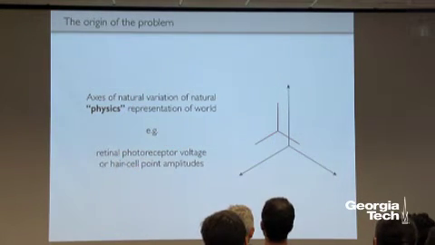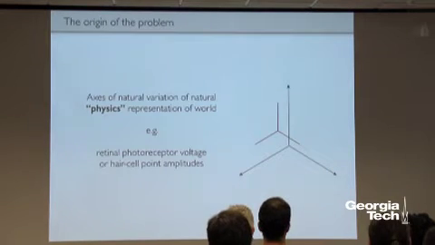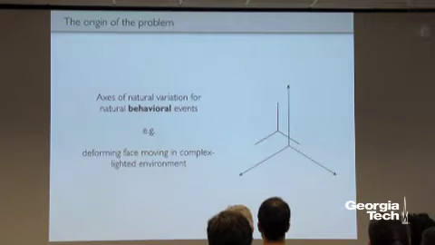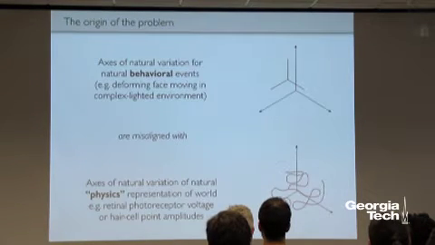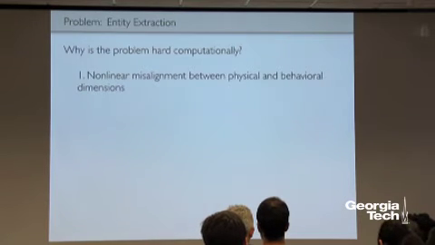Another way to think about this is that the natural physical axes of the world, for example retinal photoreceptor voltages or hair cell amplitudes, those are the sensors for the different devices, right? Things that are straight in those axes are really not straight in the axes of natural behavioral events, like a deforming face moving through a complexly lit environment. They're totally misaligned, okay? So that's one reason why problems of this kind are computationally hard. There's a nonlinear misalignment.